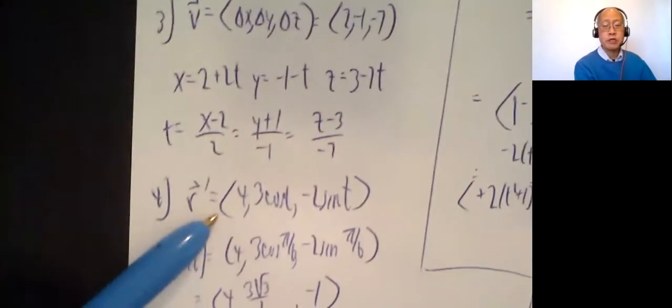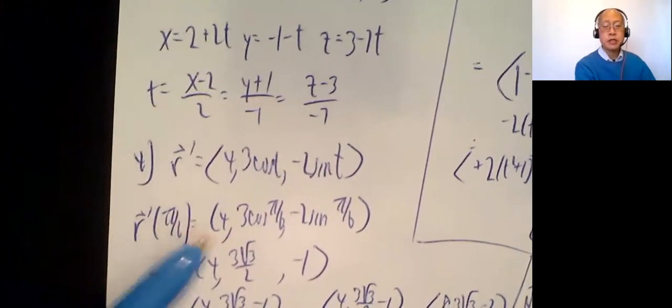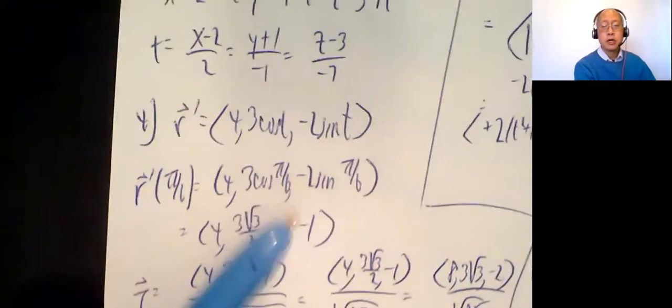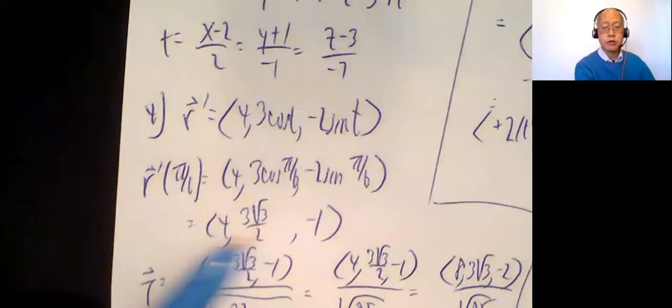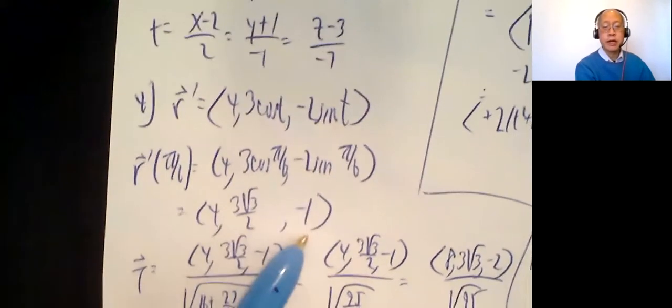Number 4, r prime is 4, 3 cosine t, negative 2 sine t. Plug in pi over 6: 4, 3 cosine pi over 6, negative 2 sine pi over 6. Cosine of pi over 6 is radical 3 over 2, so 4, 3 radical 3 over 2. Sine of pi over 6 is 1/2, so negative 1.